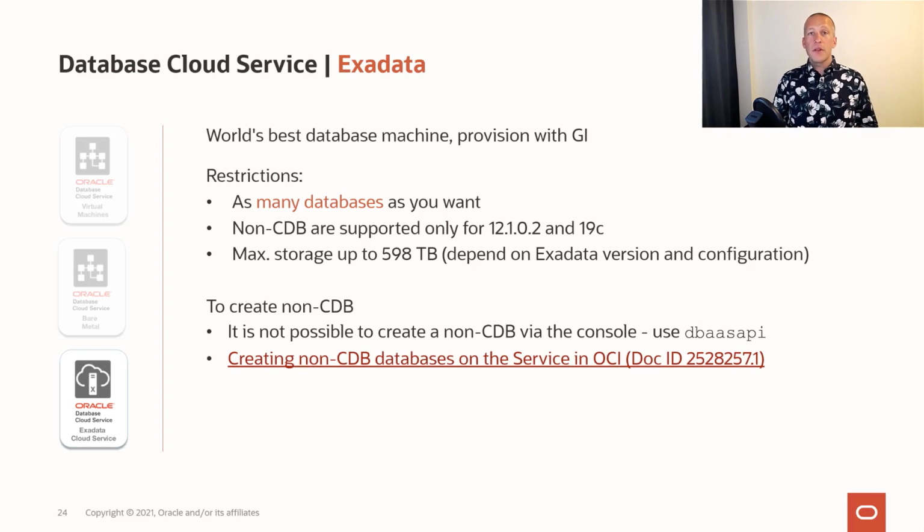The last option is Exadata. Exadata is the world's best database machine. And if you have really large databases, you can put them on Exadata. On Exadata, the current storage limitation is 598 terabytes. That is what you get with an X8M full rack machine. If you only have a quarter rack, you have less storage, but the really big databases should fit onto an Exadata.